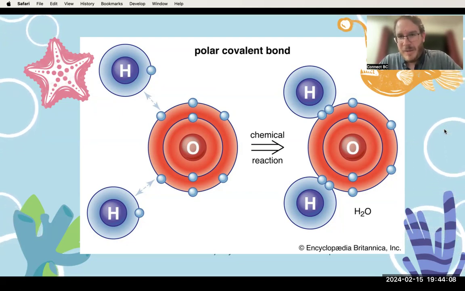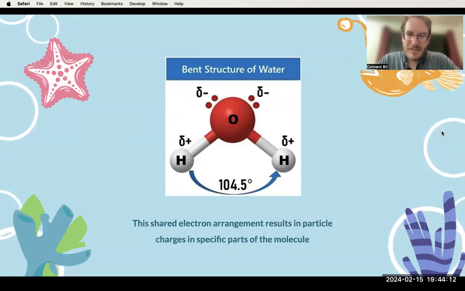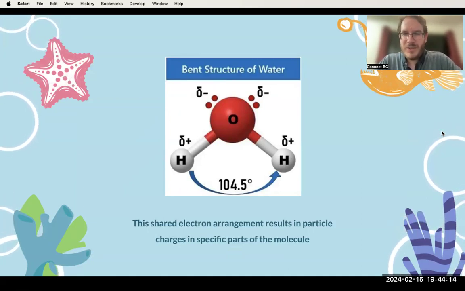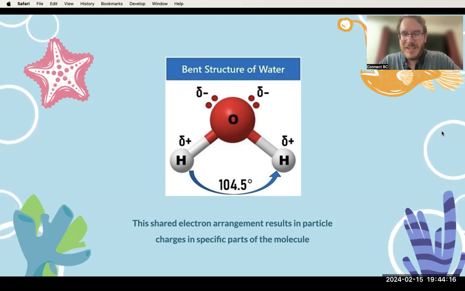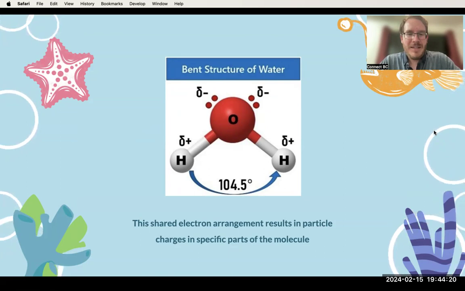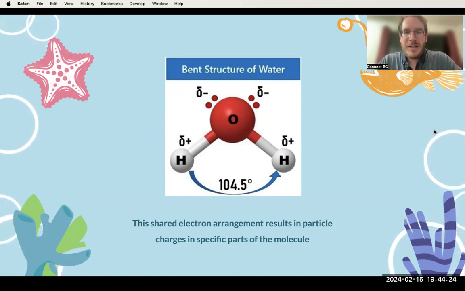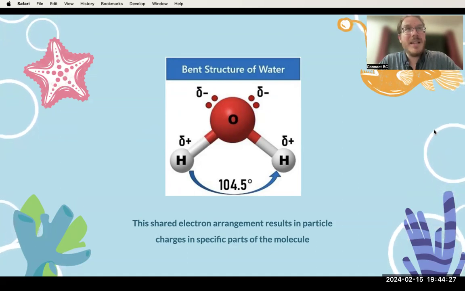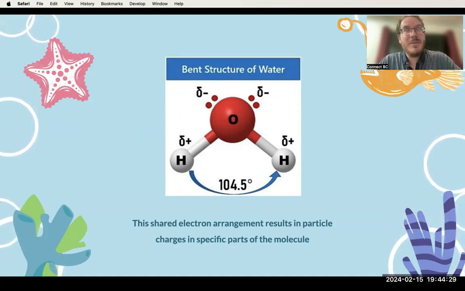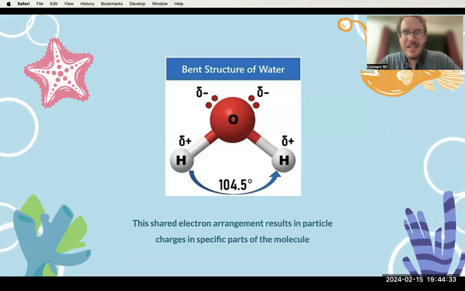But, and there is a but. So because they're sharing, they don't have what they want all the time. They've kind of got this shared custody thing going on. They're happy some of the time. They're not happy all of the time. And basically this results in partial charges because when a substance has not enough electrons, it will be slightly positive. And when it has too many electrons, it will be slightly negative.